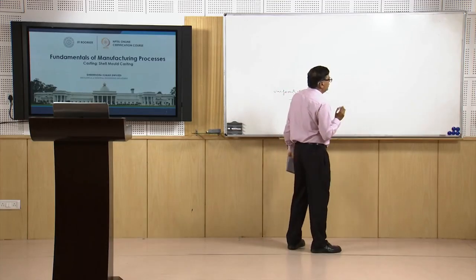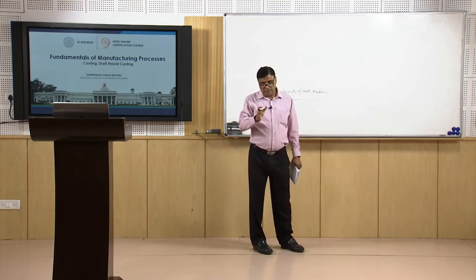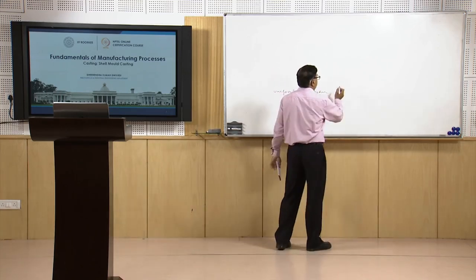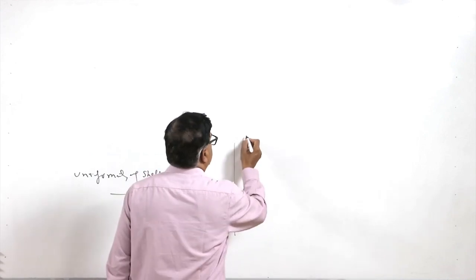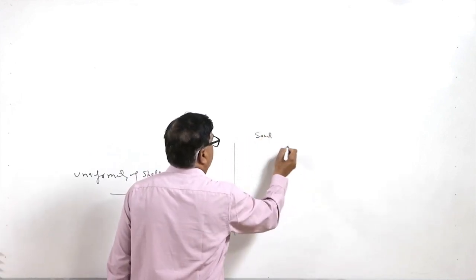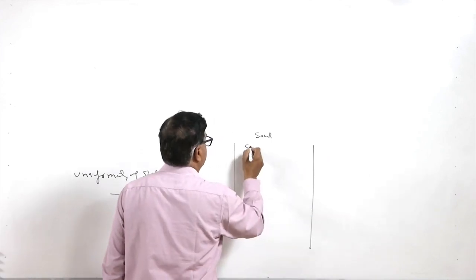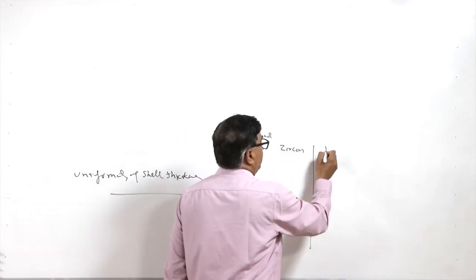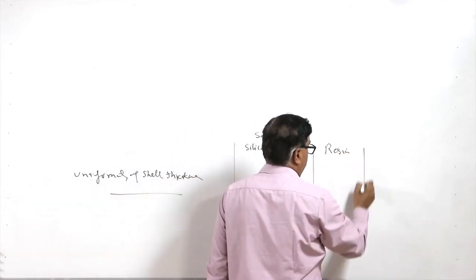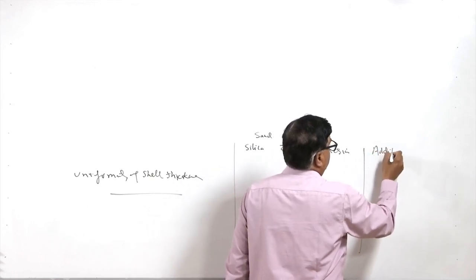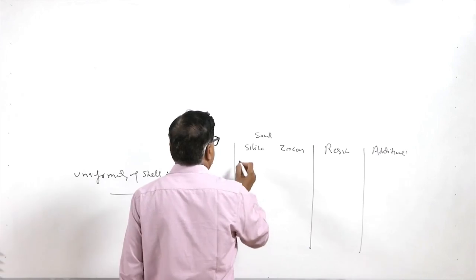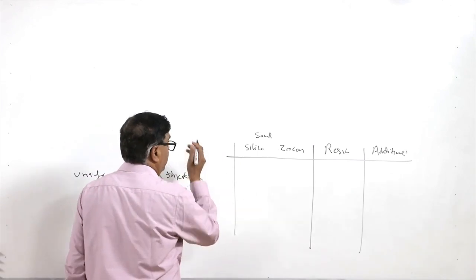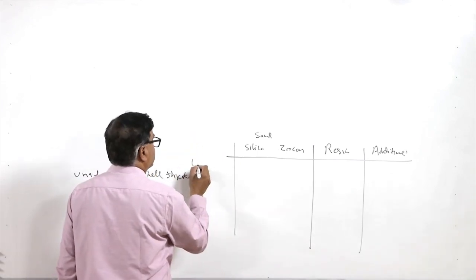Now, we will see that for casting different types of metals, we have to use different mixtures for preparing the shells. So, for example, here we will have two types of sand, silica sand and zircon sand. Then we have to use the resins and then additives. So, what is the amount of these constituents which is to be used when the different metals are to be processed by shell mold casting.